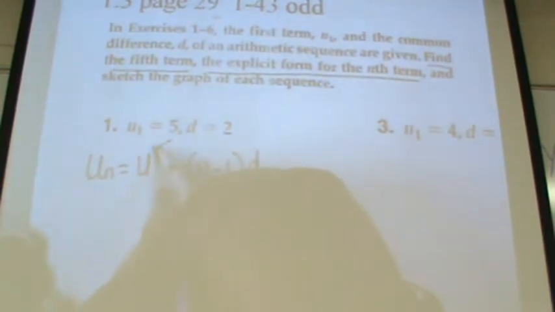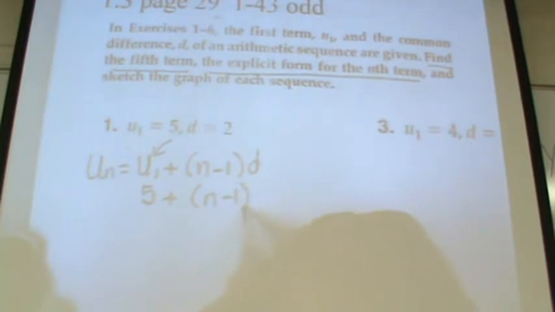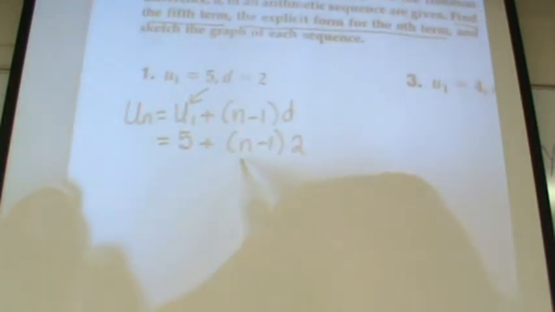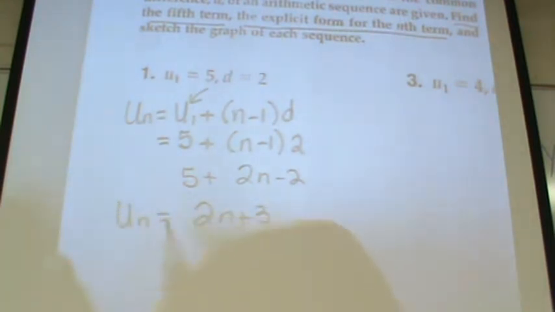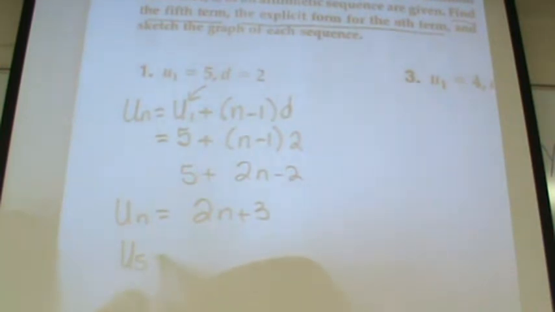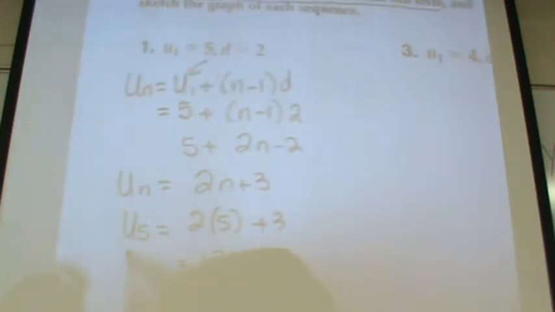So if you know 5 is the first term, and you have n minus 1, and 2 is your common difference, you can find a formula. Distribute, so you get 2n minus 2, add like terms, so 2n plus 3. Here's the explicit formula. Now to find the 5th term, u sub 5, you're going to plug a 5 in here. 2 times 5 plus 3 is 13. So that is your 5th term.